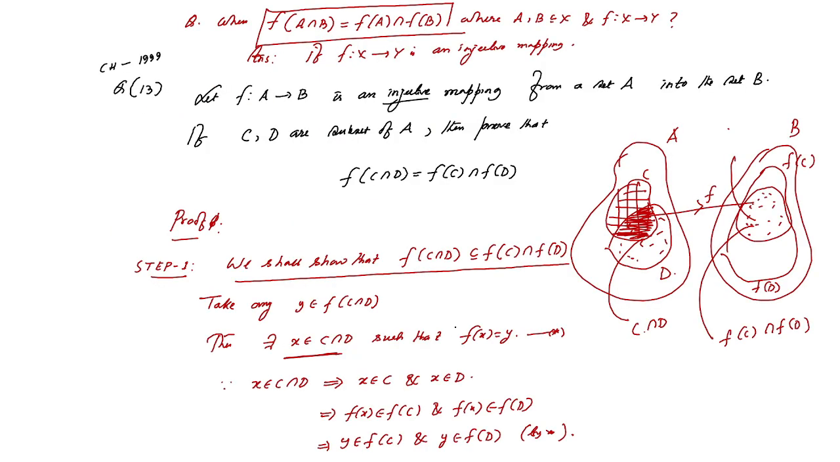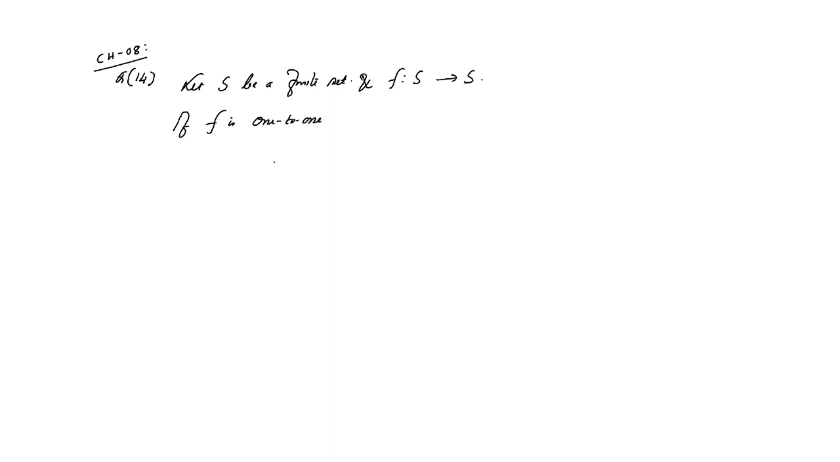Next question, this will be question number 14, and this question was asked in the year 2008. Let S be a finite set and f be a map from S to S. If f is a 1-to-1 map, that means injective map, then show that f is onto. In fact, we can show that f is bijective.